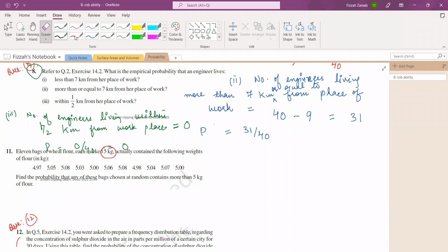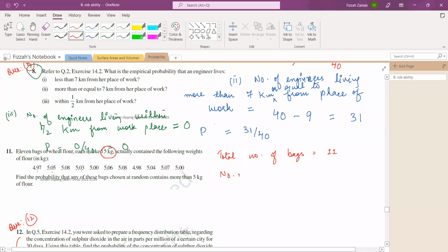Yes, ma'am. Okay. Now find the probability that any of these bags chosen at random contains more than 5 kg of flour. First of all, write the total number of bags. How many bags are there? That you can count, right? Ma'am, 11. 1, 2, 3, 4, 5, 6, 7, 8, 9, 10, 11. Okay. Now, the number of bags containing more than 5 kg of wheat flour. How many bags are there?